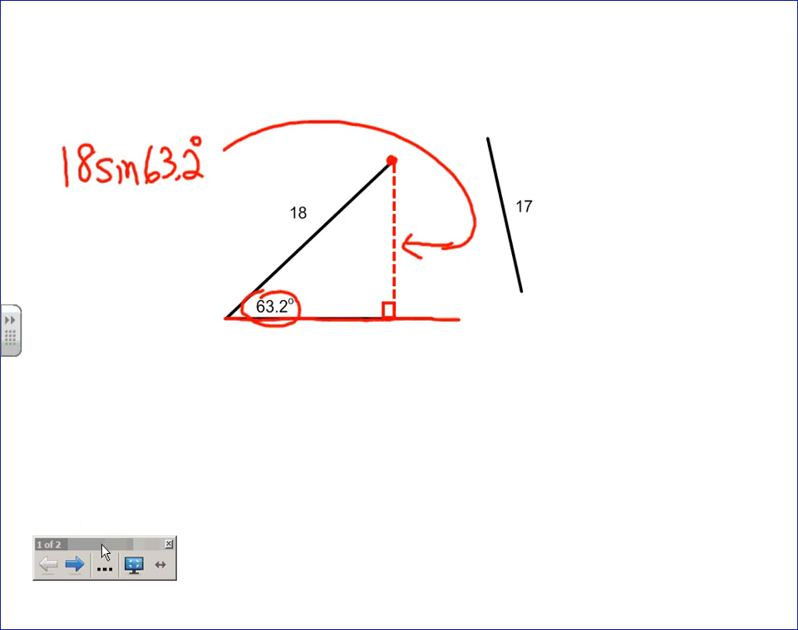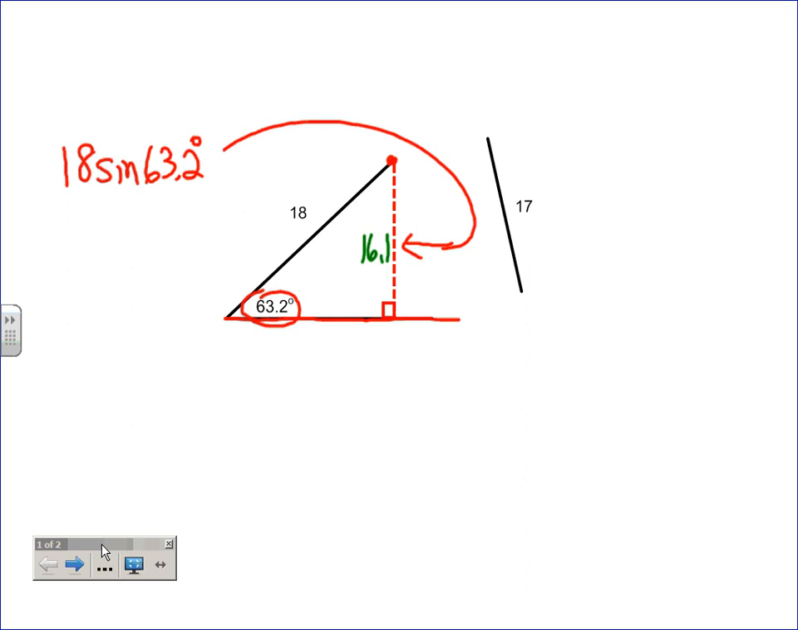And if you go ahead and do that, obviously you can do that in your calculator, but make sure you're in degree mode when you do that. What is that shortest distance possible? And I think as long as we keep it in relationship to the other sides, we're good. 16.1.